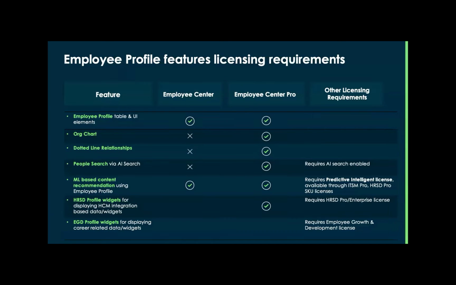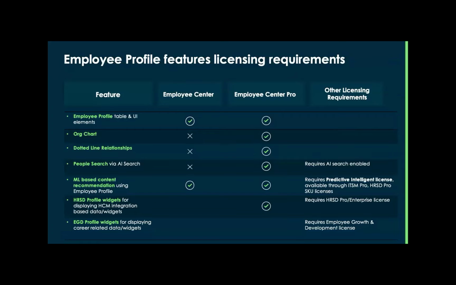Then we have the dotted line relationships that you could configure for dotted line manager or dotted line reports, right? This is only available with the EC Pro licenses, and so is the people search that is available via AI search. So you could click on the search widget on your homepage to search for any of the defined employees within your organization. This requires AI search to be enabled, and it is available with EC Pro only.